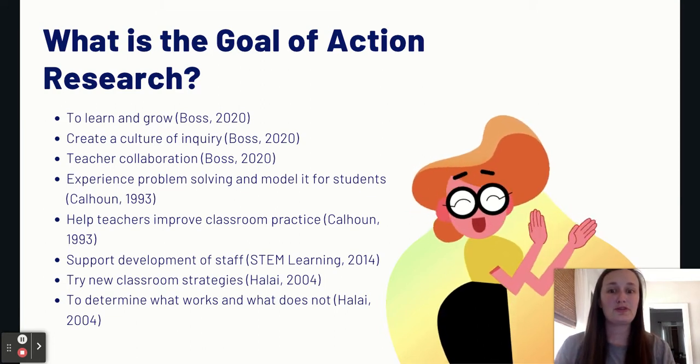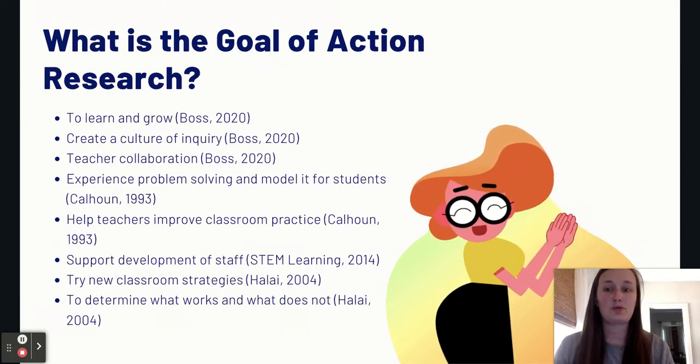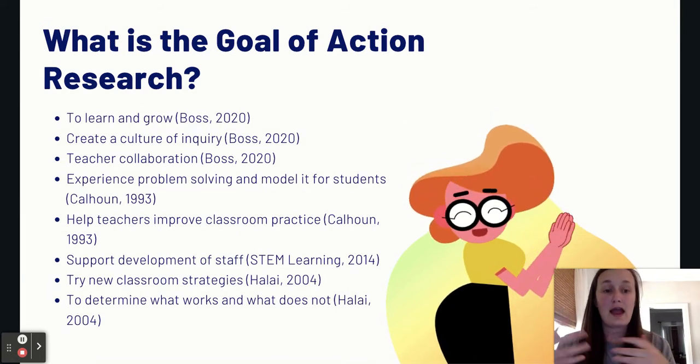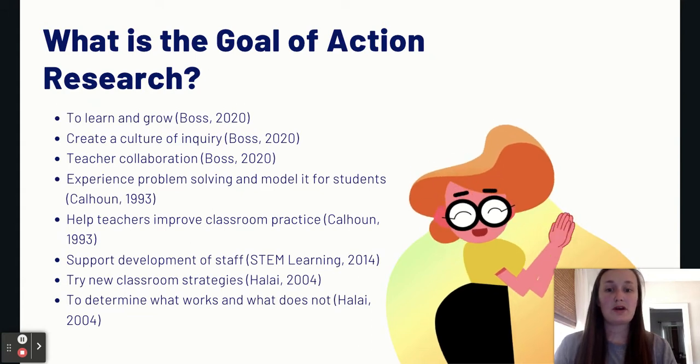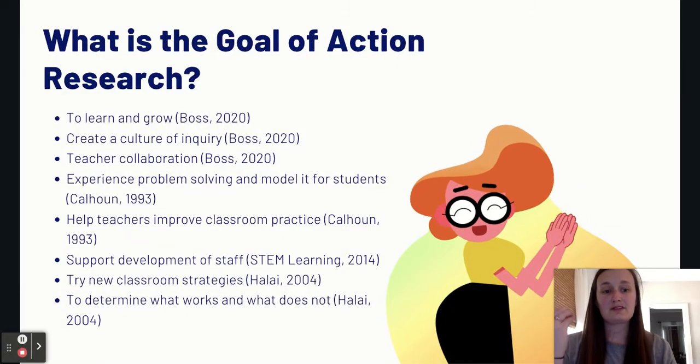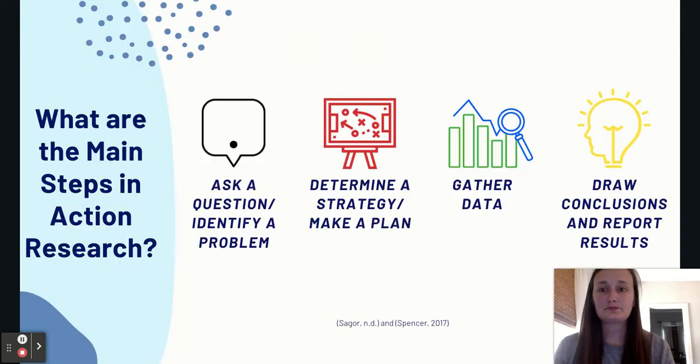Help teachers improve classroom practice. I think that is goal number one. We need to support development of staff. Everyone is getting better. We need to try new classroom strategies and to determine what works and what does not work. What does not work is just as important as figuring out what does work.